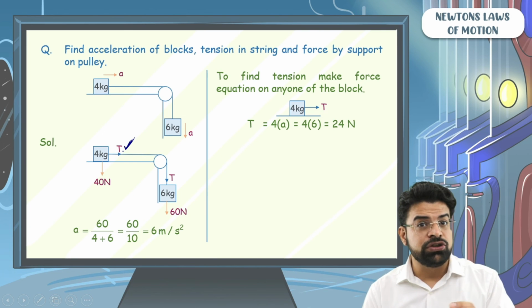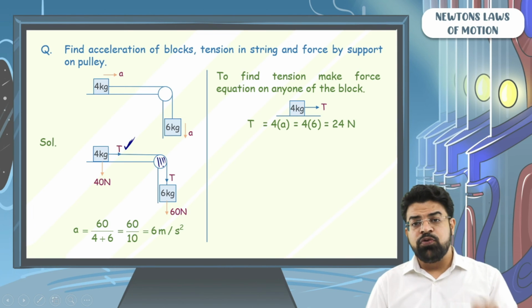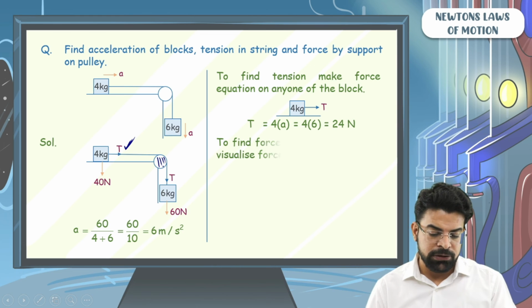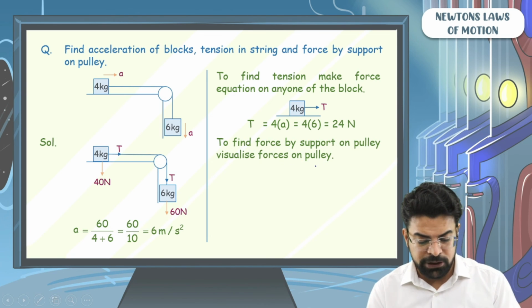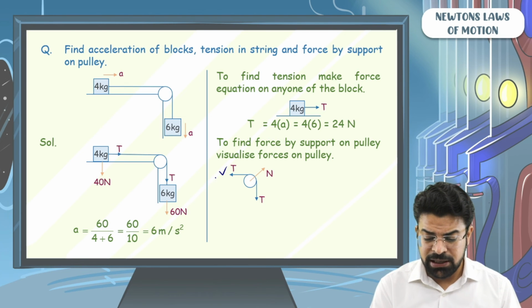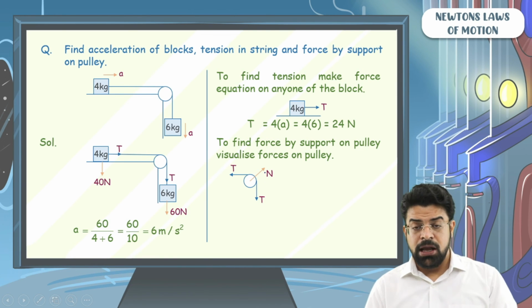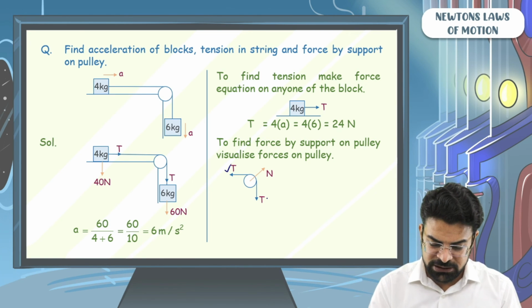Now comes the last question. What is the force by support on the pulley? To find the force by support on the pulley, look at the forces acting on the pulley. So, visualize forces on the pulley. There is a force because of this tension, there is a force because of this tension, and let's say there is a force because of the support. Let's call it N.